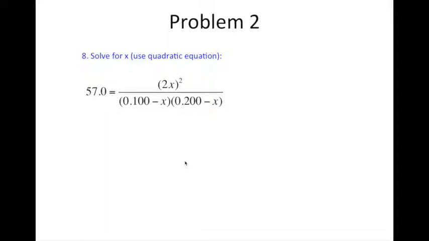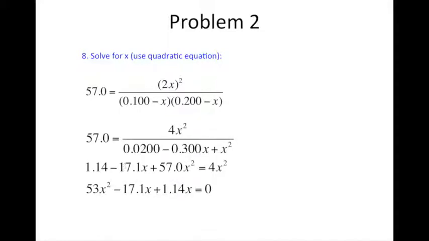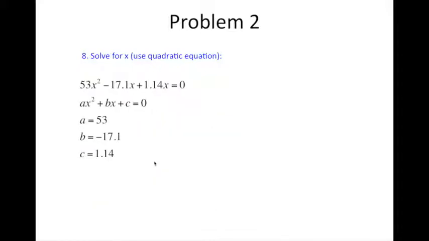And now we can solve for x. In this case, as you'll see, we're going to need to use the quadratic equation. So in order to get the quadratic equation, we need to get everything in the correct format. I'll show you that here. Okay, so I've tried to get all my terms. Again, pause the video if I went too fast there and review my calculations. But what we have there is our expression in the terms that we can use in the quadratic equation, ax squared plus bx plus c. So 53 is my a value, negative 17.1 is b, and positive 1.14 would be my c value.